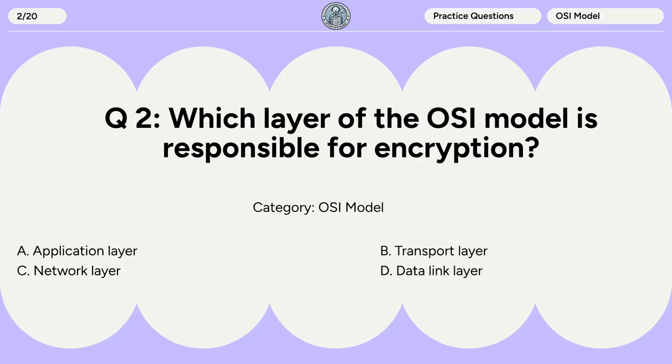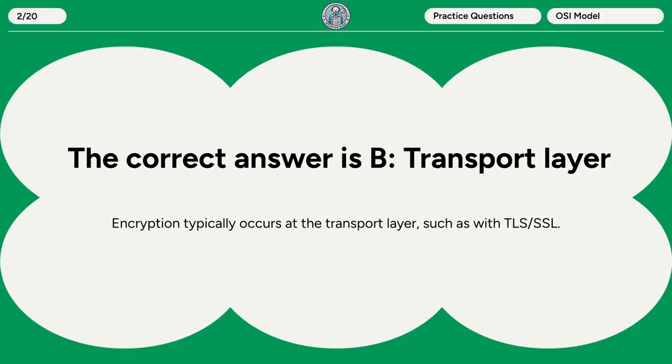Question 2. Which layer of the OSI model is responsible for encryption? A. Application layer. B. Transport layer. C. Network layer. D. Data link layer. The correct answer is B. Transport layer. Encryption typically occurs at the transport layer, such as with TLS, SSL.